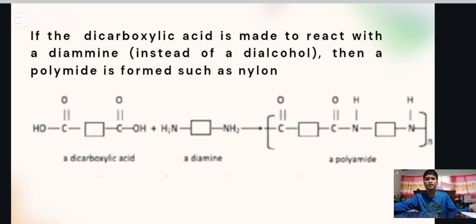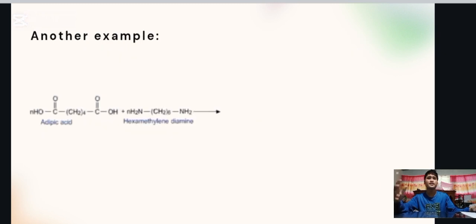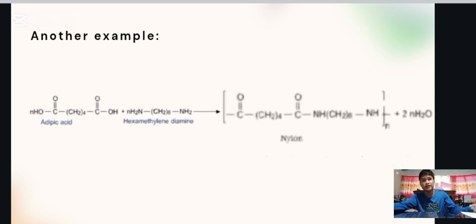If the dicarboxylic acid is made to react with a diamine instead of a dialcohol, then a polyamide is formed, such as nylon. Nylon is produced by the condensation polymerization of adipic acid and hexamethylene diamine. The reaction involves the repeated formation of amide bonds between the carboxylic acid groups of adipic acid and the amine groups of hexamethylene diamine with the elimination of water molecules. This process yields a long chain polyamide with repeating units.